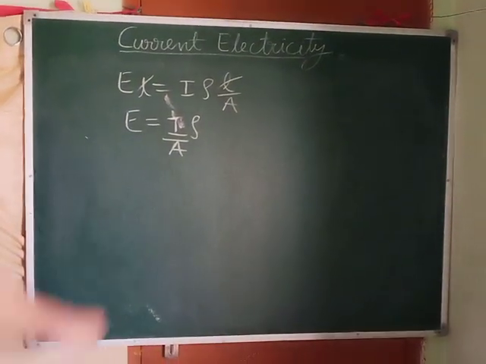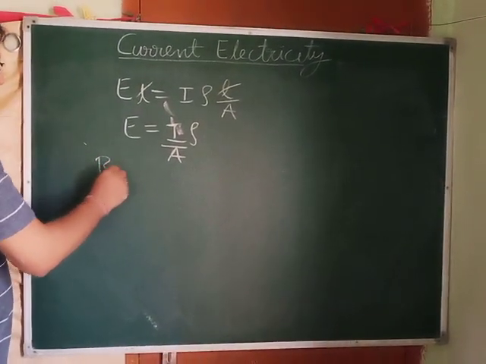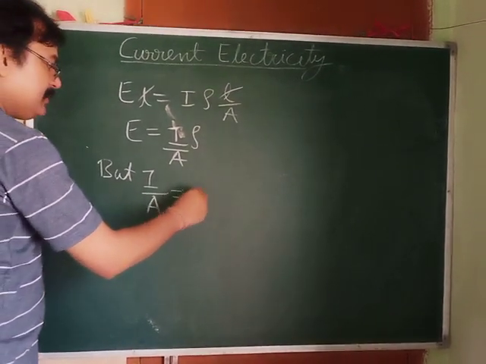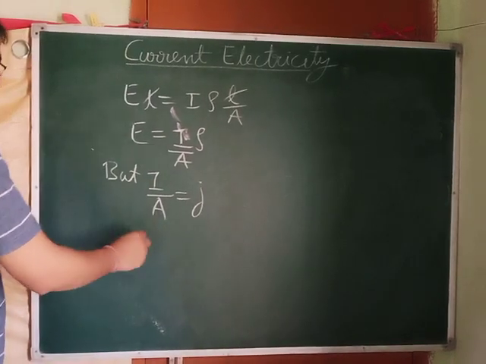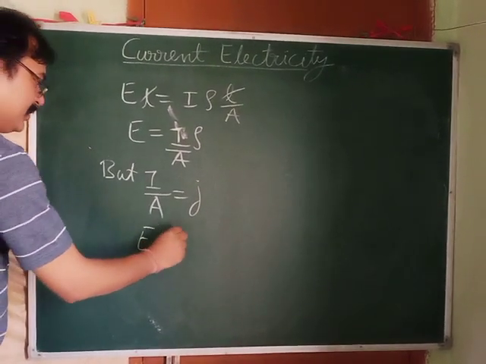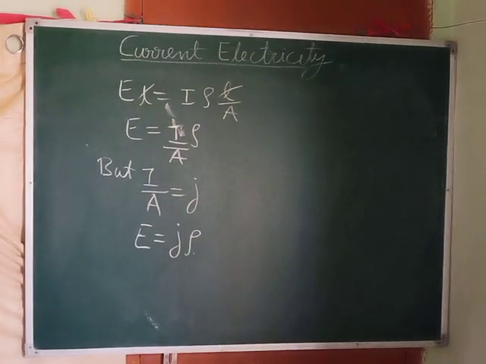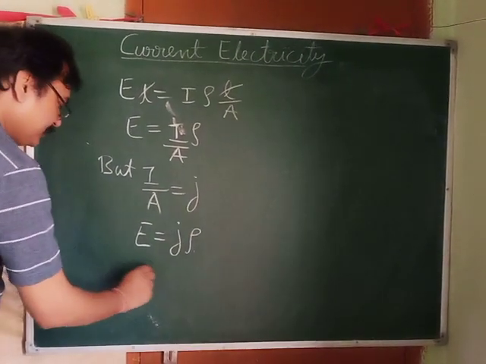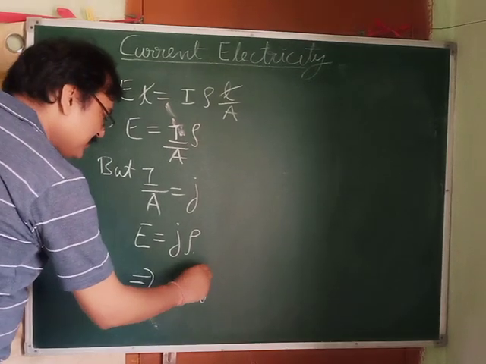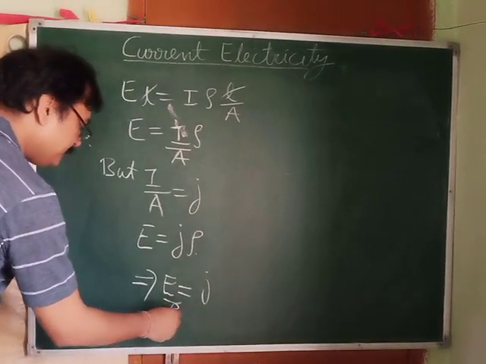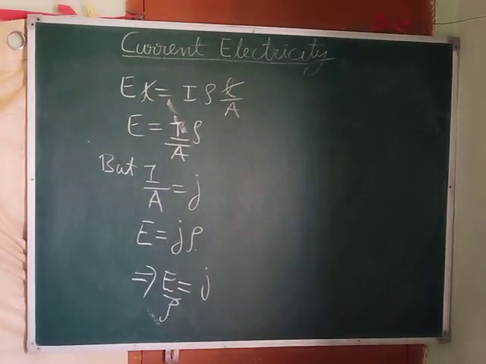Now see, what is I by A? I by A is J. So what we will get from here? E is equal to J rho. Or from here we can write J is equal to E upon rho. Clear?